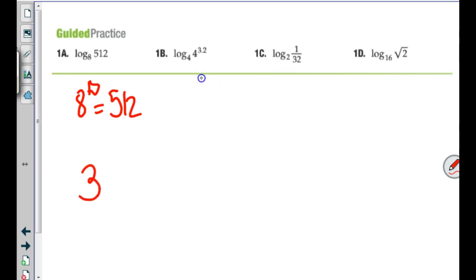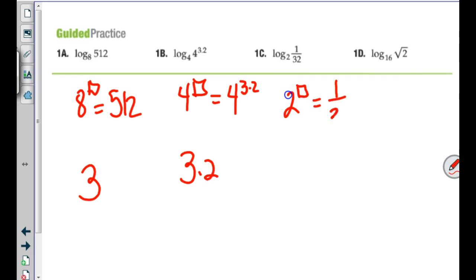Okay. What's this one? Log base 4 of 4 to the 3.2. Yeah. 4 to what power equals 4 to the 3.2? So the answer is? Okay. 2 to what power is 1 over 32? Well, because it's made negative because it's in the denominator, but 2 times 2 is 4, times 2 is... 32 is 5 times. Okay.